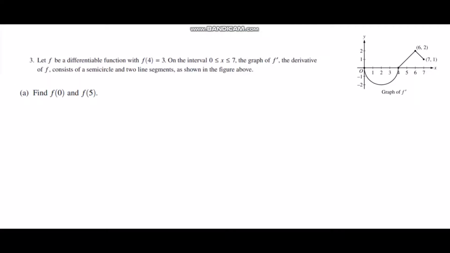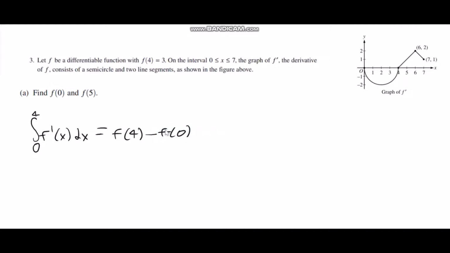Well, since I want to find f of 0 and I know f of 4, that suggests I take the integral from 0 to 4 of the first derivative. And the reason I want to do that is because by the fundamental theorem of calculus, we know that this is equal to f of 4 minus f of 0. Right? The fundamental theorem of calculus states that for a definite integral, you can find an antiderivative, and an antiderivative of f prime is f, and evaluate it at the upper limit minus the lower limit.